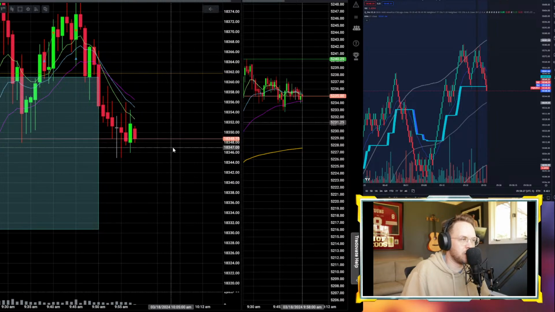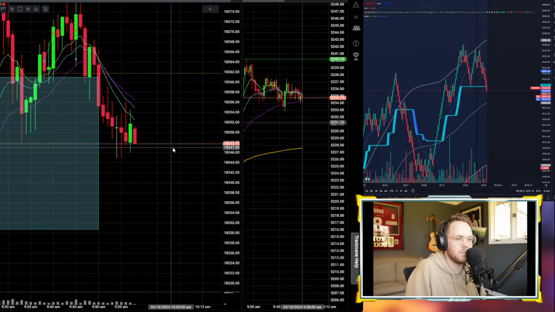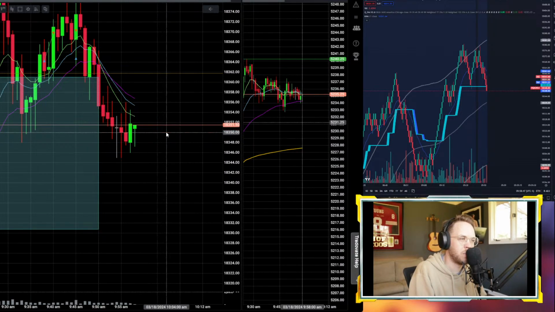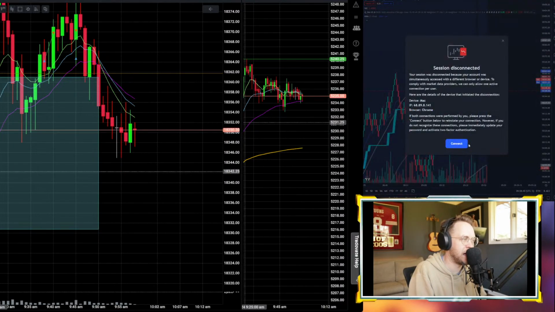I don't know what's going on here. This is not a fun level for me. I don't like trading on top of the 50s and 100s unless I'm looking at those as strong support or resistance. But right now, it's sort of support, but it also has kind of been acting as resistance.